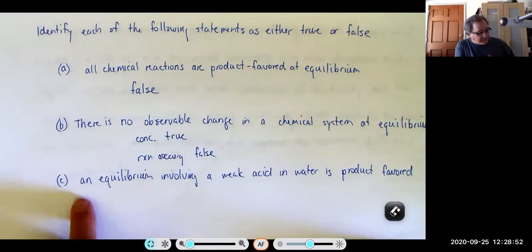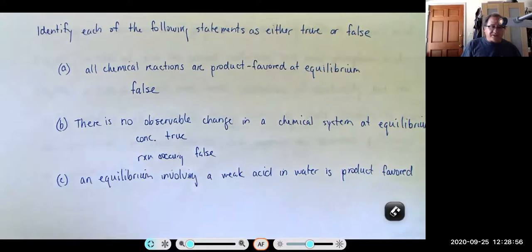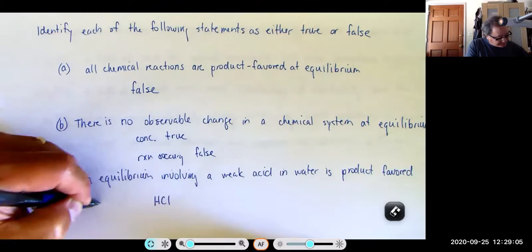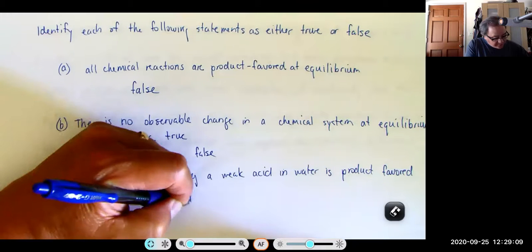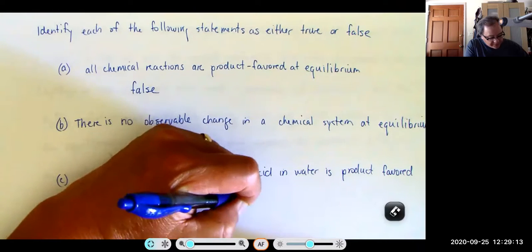Okay, in equilibrium involving a weak acid and water is product favored. Well, what is a weak acid? And that makes me want to think, what is a strong acid? This is a strong acid. When it reacts with water, it forms something called the hydronium ion.